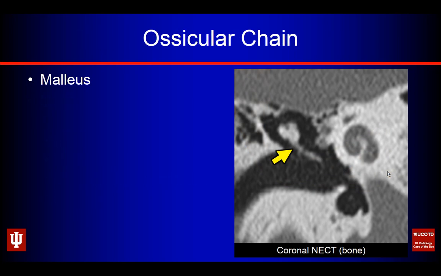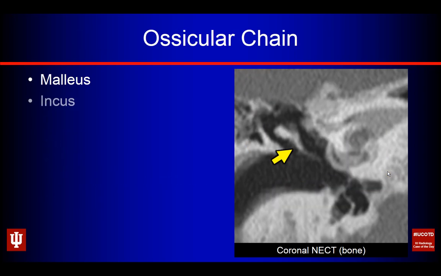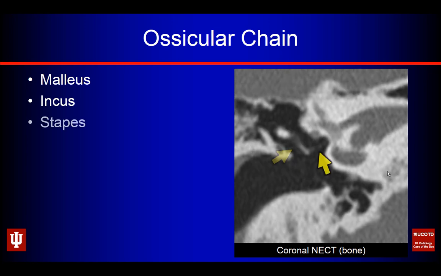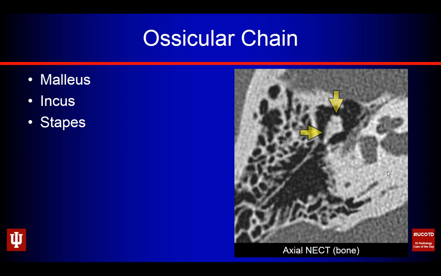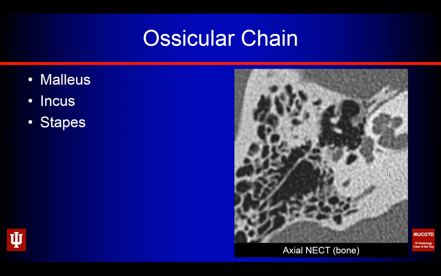So as we look on our coronal CT imaging, we can see our malleus. Rolling forward, we see the incus, and then we see the stapes projecting over toward the oval window. We can also see these structures nicely on our axial CT imaging. Here's the head of our malleus, our short process of our incus. We roll our way south, long process of the malleus, long process of the incus, sitting posterior to it.